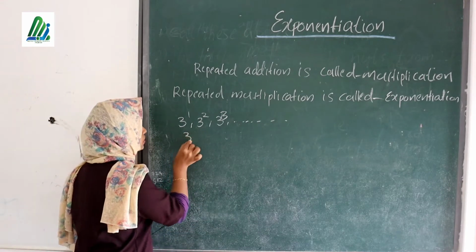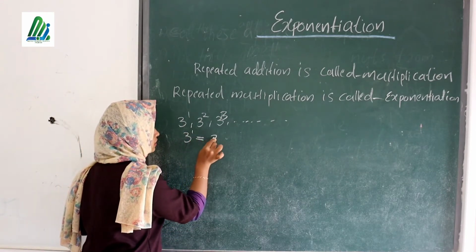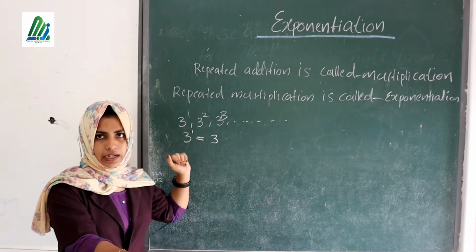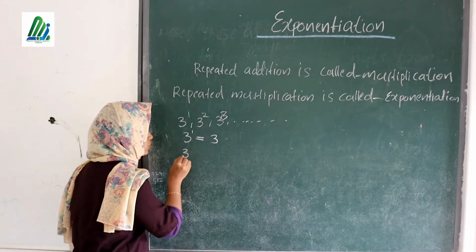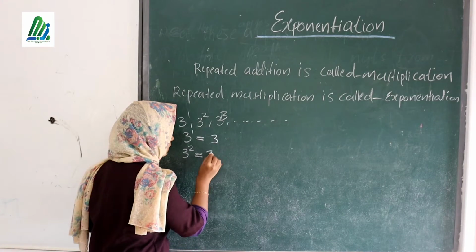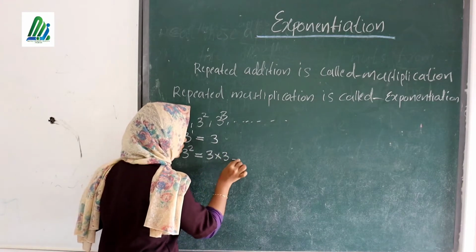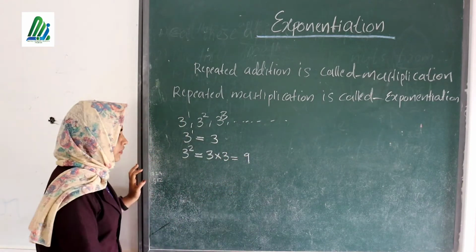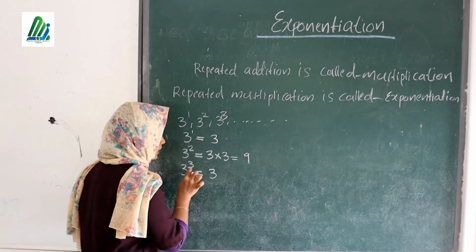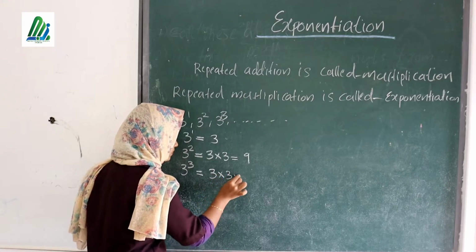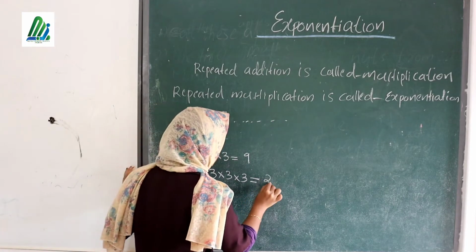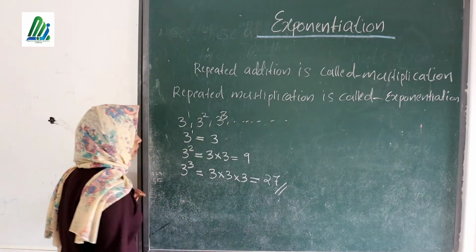So 3 raised to 1 means what? 3. 3 raised to 1 means we just multiply 3 by 1 time. Now what is 3 raised to 2? 3 raised to 2 means we multiply 3 by 2 times, which means 3 into 3, 9. Now what is 3 raised to 3? We multiply 3 by 3 times, which means 3 into 3, 9, 9 into 3, 27.